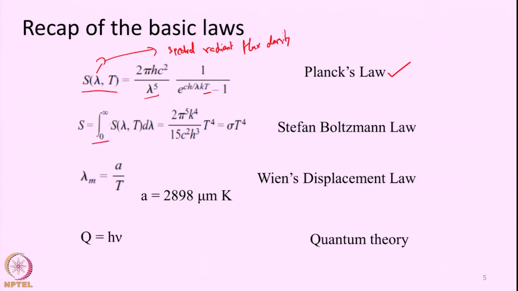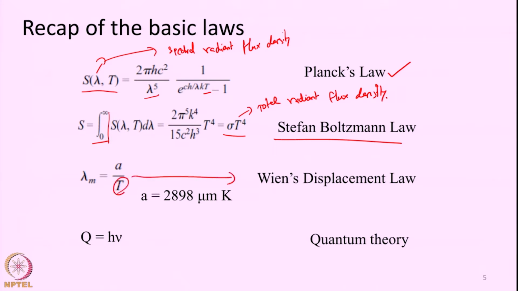Integration of Planck's law over the entire EMR range, 0 to infinity wavelength, will give us the Stefan-Boltzmann law, sigma T power 4. So, this will give us the total radiant flux density, not spectral but total. And the peak wavelength of emission for an object at a given temperature T, the wavelength at which peak emission occurs, is given by Wien's displacement law. So, these three laws are the fundamental laws that we have seen in detail in the earlier classes, but we will use them commonly, especially Planck's law, which we will use very repeatedly in thermal infrared remote sensing and its calculations. So, coming back to emissivity.